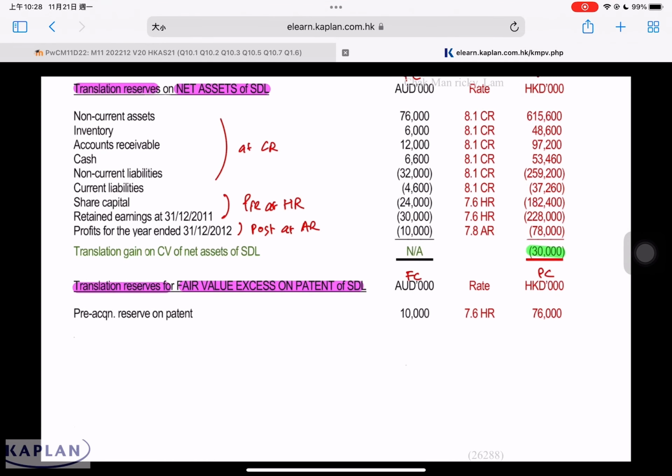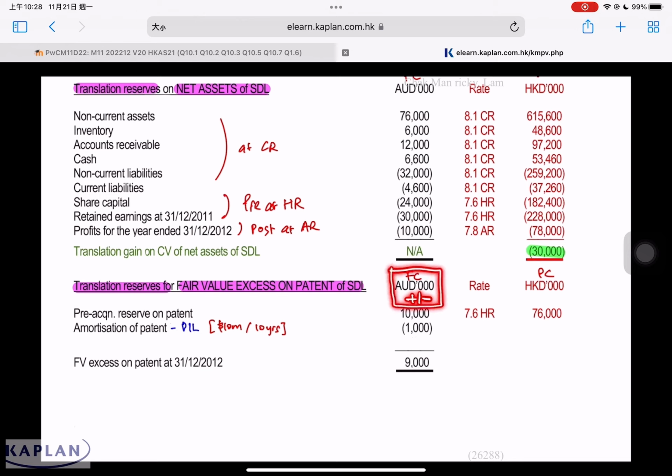The patent has a remaining useful life of 10 years. Every year, we must account for amortization to profit and loss. 10 million over 10 years accounts for 1 million amortization. When we make adjustments, we must adjust in the functional currency of the subsidiary. The carrying value of the patent at 31st December 2012 has a remaining 9 million Aussie. When we talk about adjustment, it must be in the functional currency of STL. Now we'll talk about translation into presentation currency.